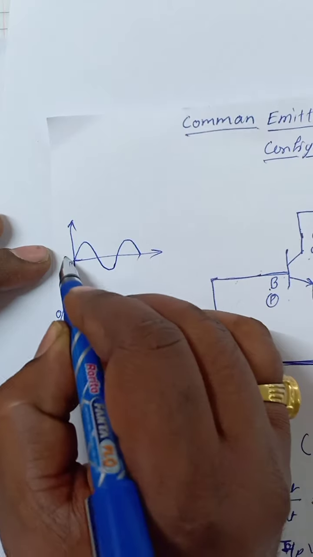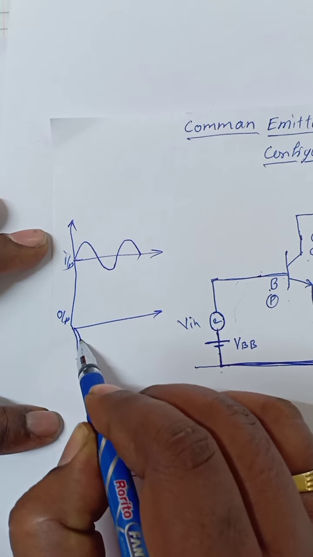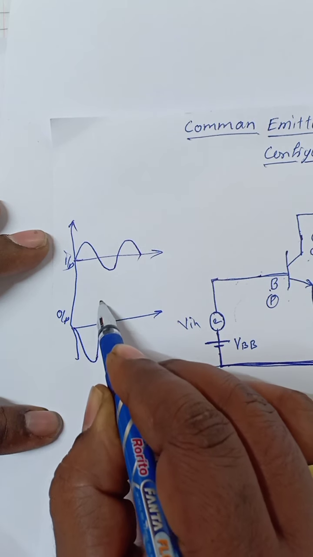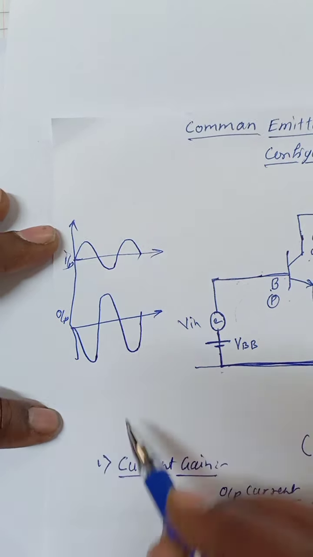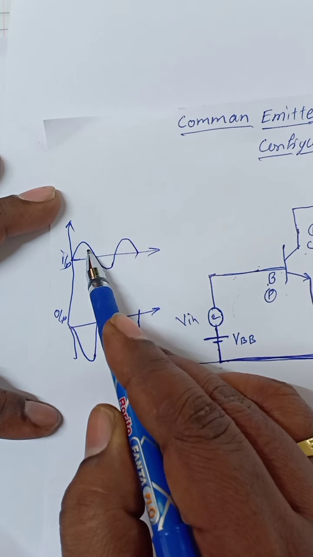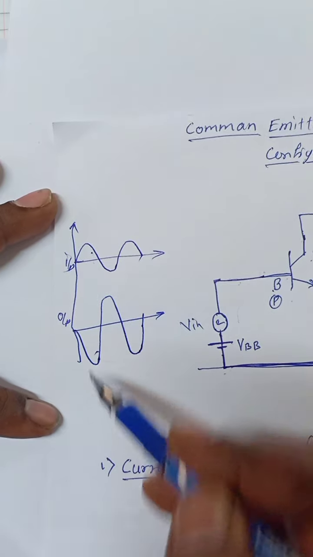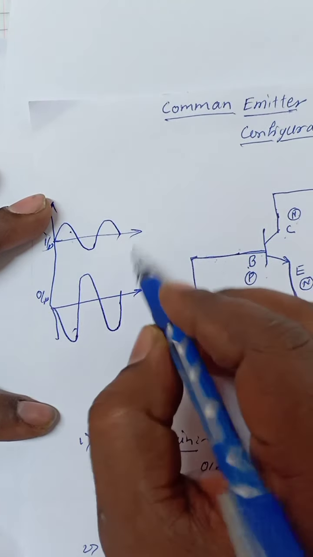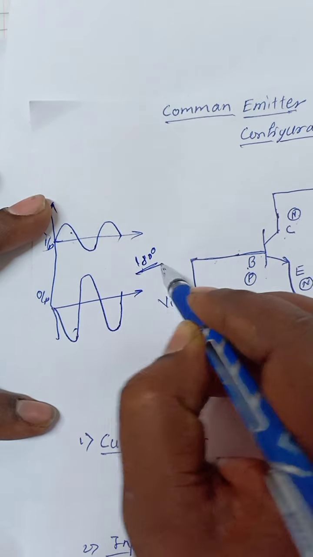So here is output and input. We get the output voltage amplified, but there is a 180-degree phase shift. If at the input there is a positive peak, you will get a negative peak at the output, amplified but inverted. So there is a 180-degree phase shift and it is amplified.